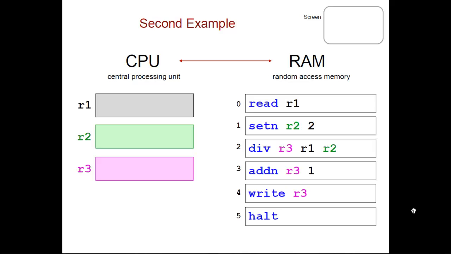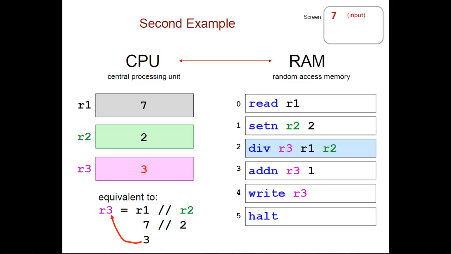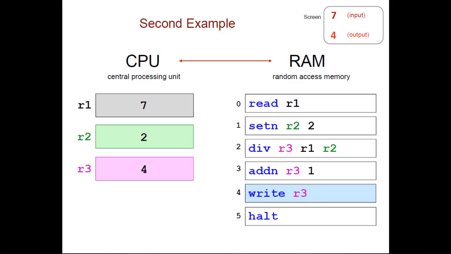Here's a second example program. Again, we start by reading a user input into R1. Let's assume we get a 7. Then we're using this set n to assign 2 to R2. Then we're using a div instruction, which is equivalent to what you see down here in Python. We're doing integer division. R1 integer divide R2, we get 3, we store the result in R3. Then we use add n to increase the value of R3 by 1. Then we write that final value of R3 to the screen, and we halt.